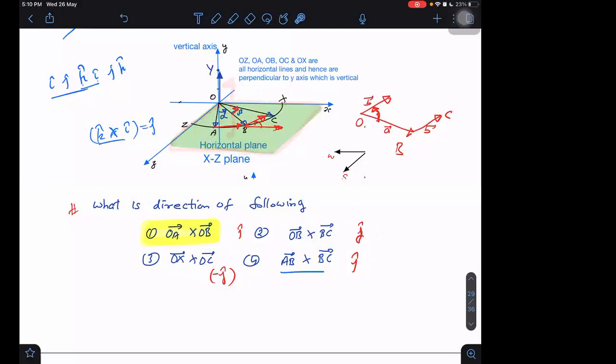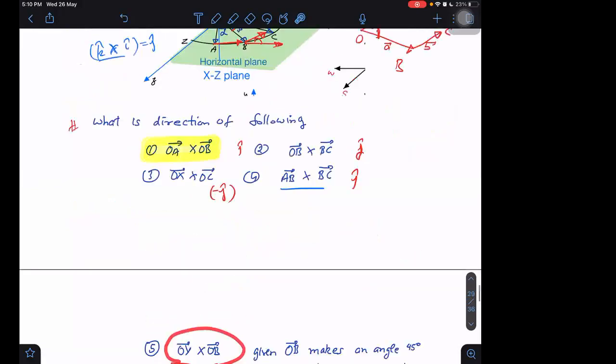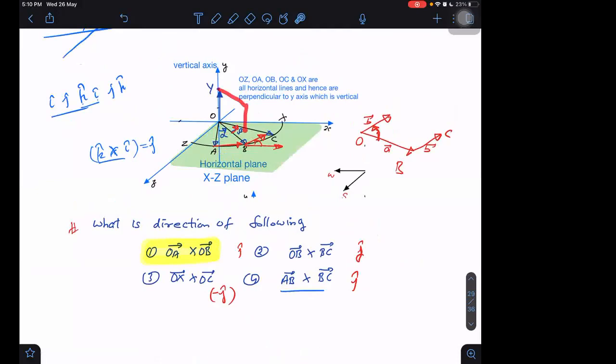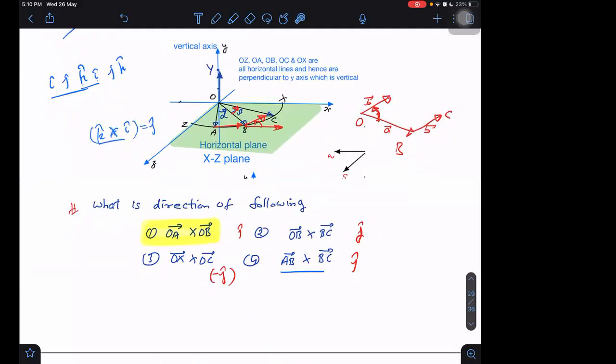But now our plane is changed. Which is our plane now? If I take OY cross OB, it is not the YZ plane, not YZ also. It is some different plane. It is the plane containing the vectors OY and OB. So that is a completely different plane. That is neither YZ nor YX, but it is some other plane in between.